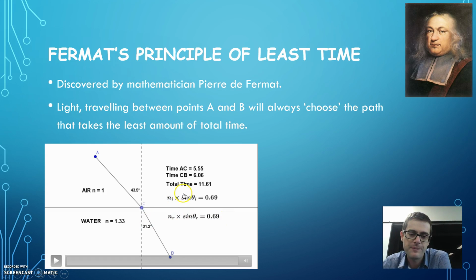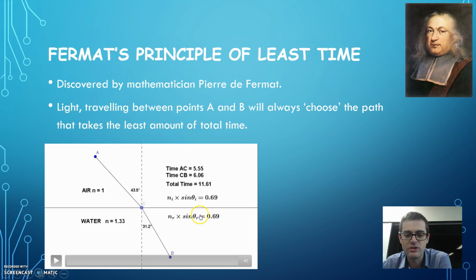Now over here, I've put in two calculations. The first one, Ni, you might remember stands for the refractive index in the incident material, so where it's coming from. So it's coming from air, so the Ni would be the refractive index of air, which is just 1. And then over here, I'm multiplying that by the sine of theta I, the angle of incidence. So I'm multiplying it by the sine of 43.5 degrees at the moment, okay? And then when I multiply those two together, I get 0.69.